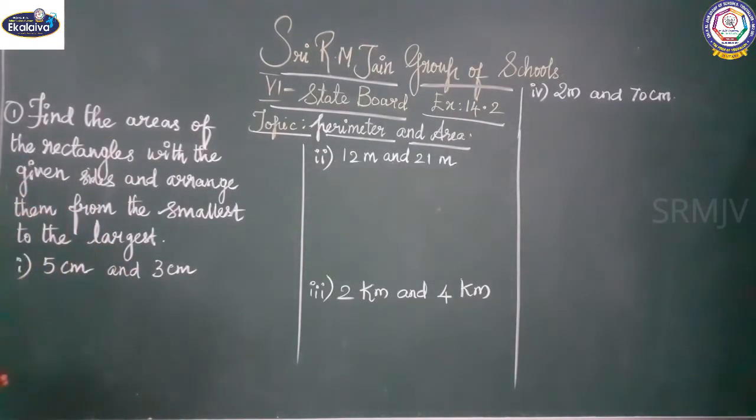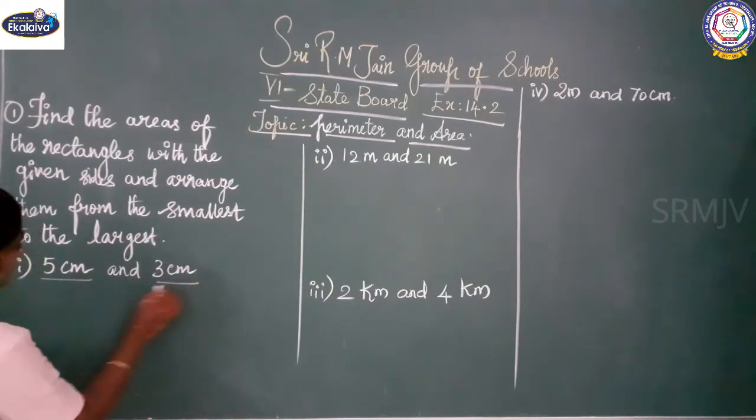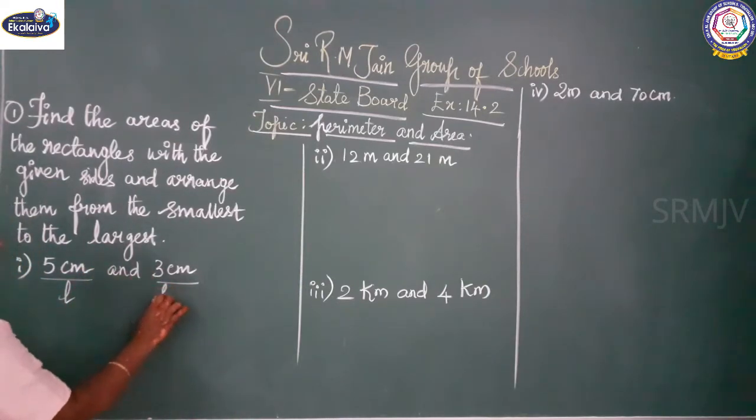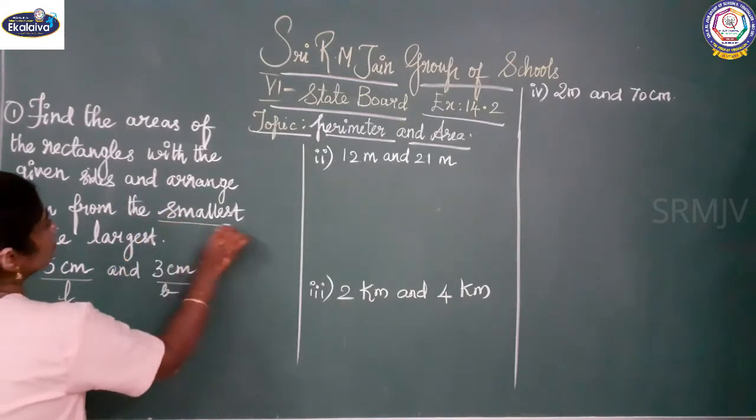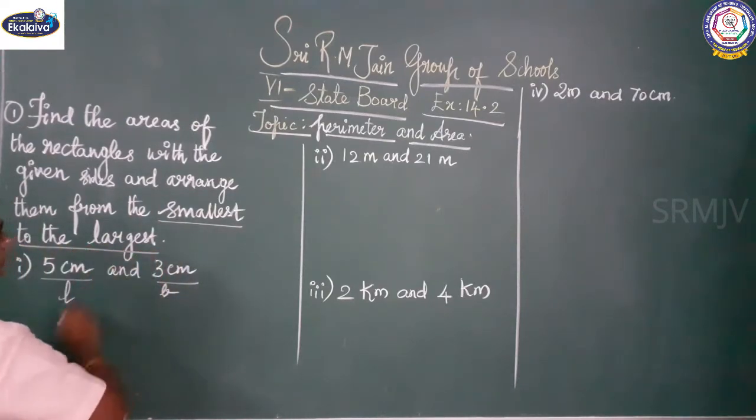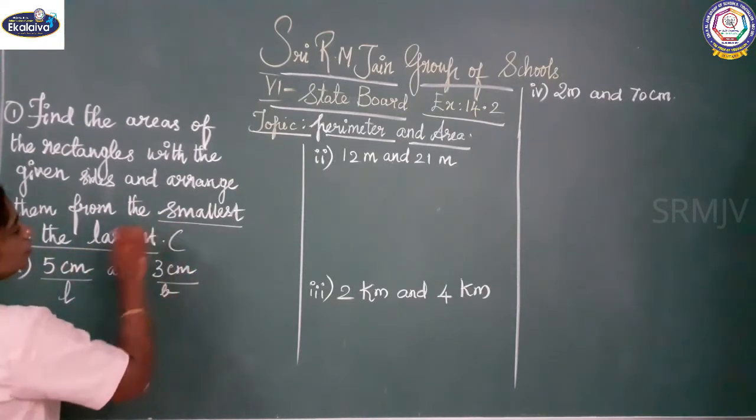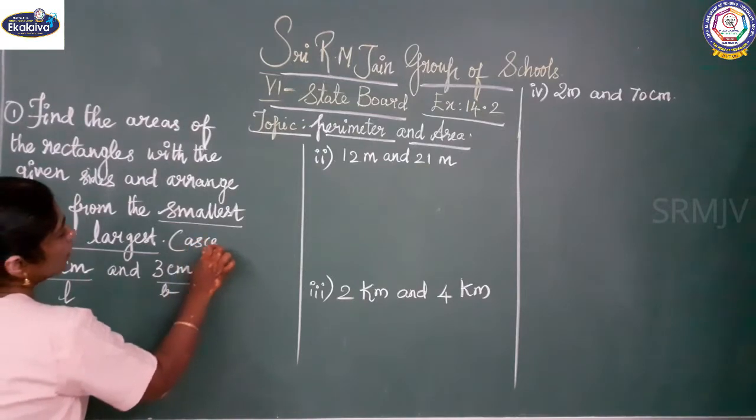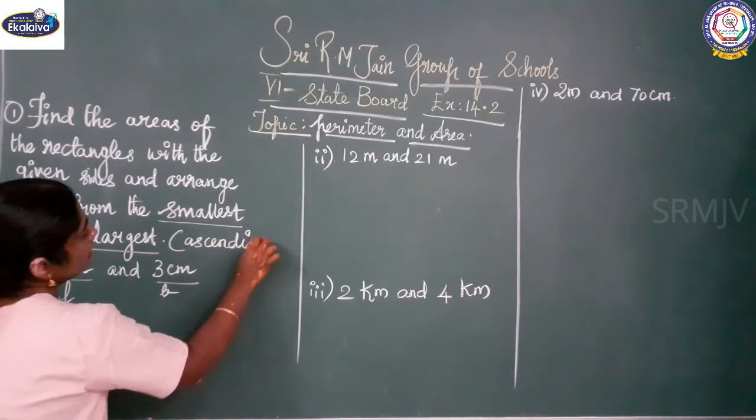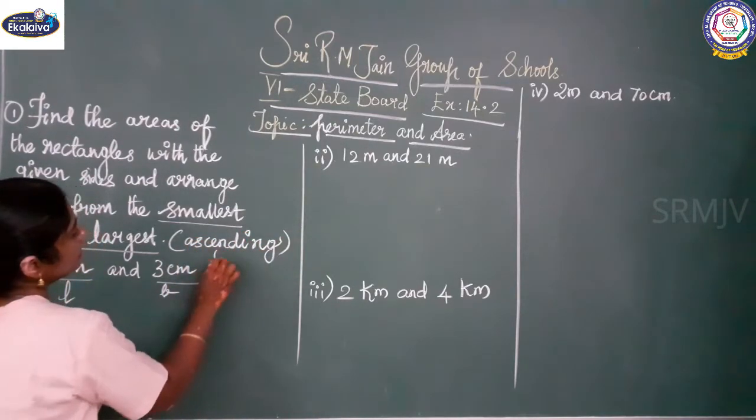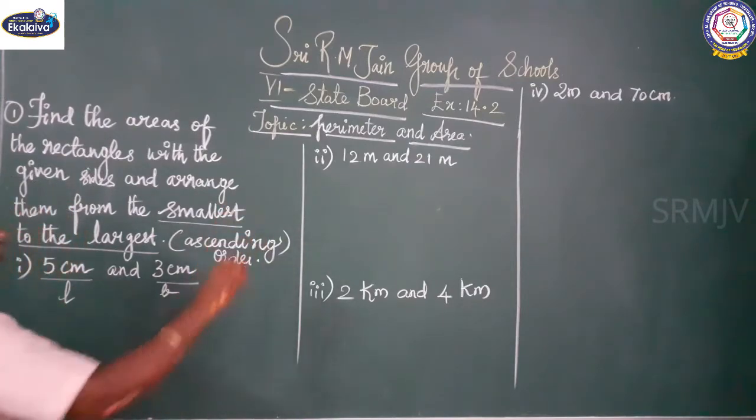See the first sum. Find the area of the rectangle with given sides. So, these are the sides. Rectangle means length as well as breadth. And arrange them from the smallest to the largest. Smallest to the largest means what order it is? Ascending order. Can you clear this? Can you clear this or not?